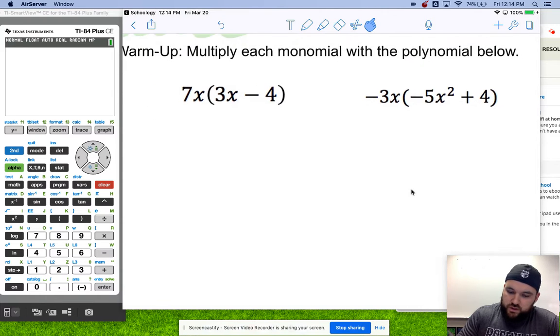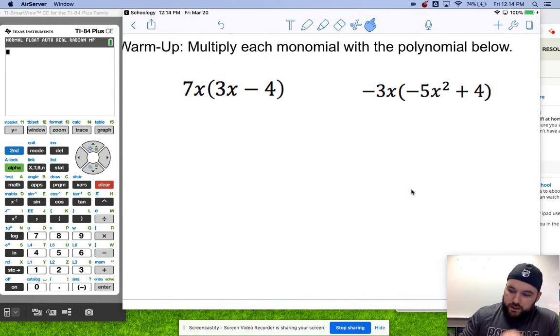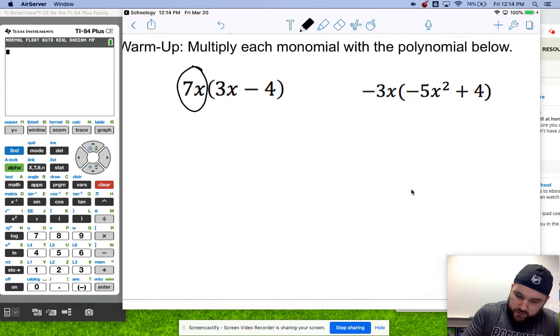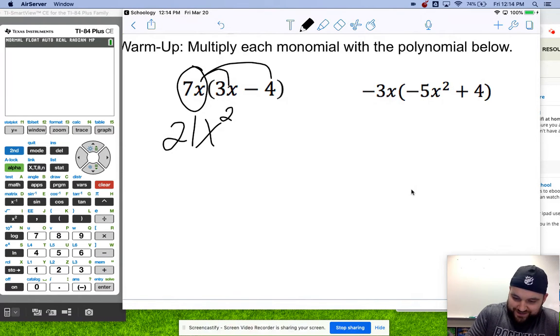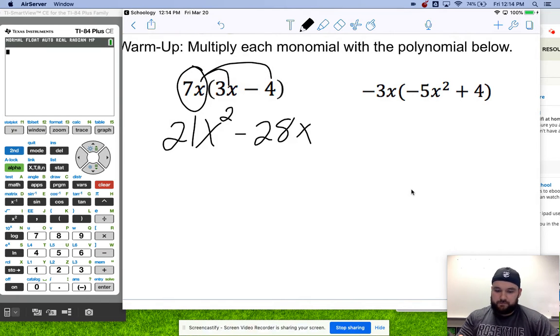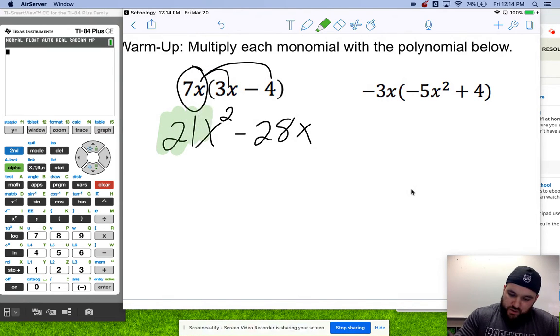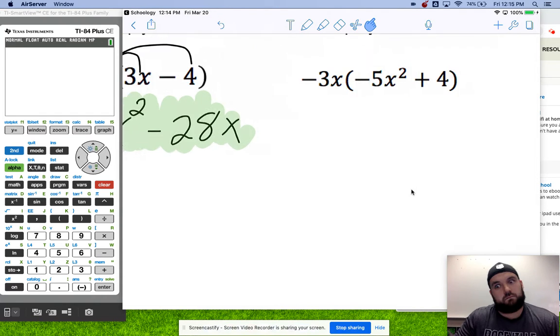Okay, so just a quick little warm up. We're going to go ahead and do some distribution from the previous video. So if I want to distribute 7x through the binomial 3x minus 4, my first term will be 21x to the second power, and then 7 times negative 4 is minus 28, and this x right there has no x to combine with, so it just stays 28x. We have two terms, they're different powers, so we keep it there.